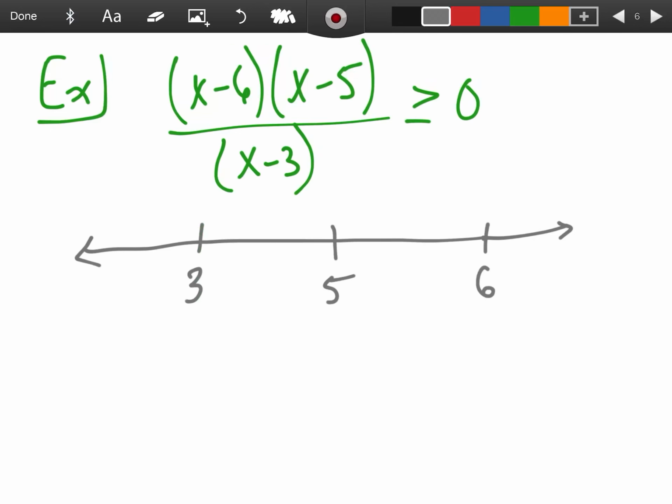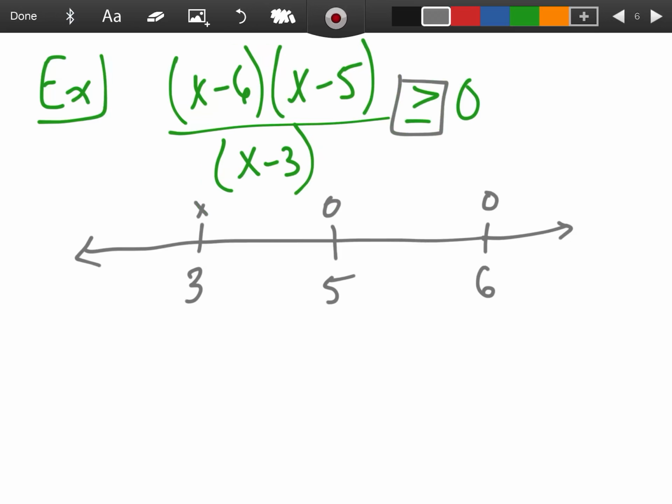And again, it's important to distinguish which of these are zeros because we want to make sure we include those. So x equals 6 is a 0 and x equals 5 is a 0, because we want to include those in this situation. It's greater than or equal to 0, so we're going to include those. We're not including x equals 3 because it's undefined at x equals 3. So no matter what, we will have a parenthesis on that x equals 3.